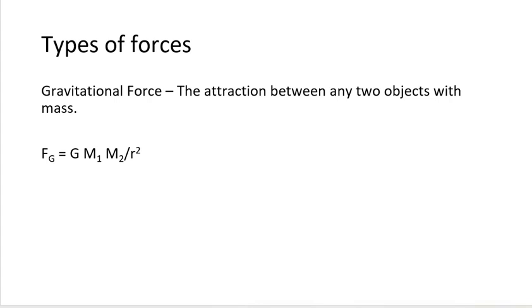But this is the general equation, right? The force of gravity equals G, which is a constant, times the mass of the first object, times the mass of the second object, over r squared. Now, we're not going to spend a lot of time using this equation because if you think about it, if you're sitting in a room right now and there's a book, how hard is that book pulling on you right now? Well, it's too small for you to even notice, right?